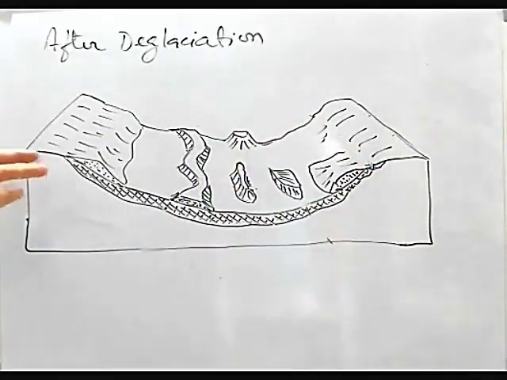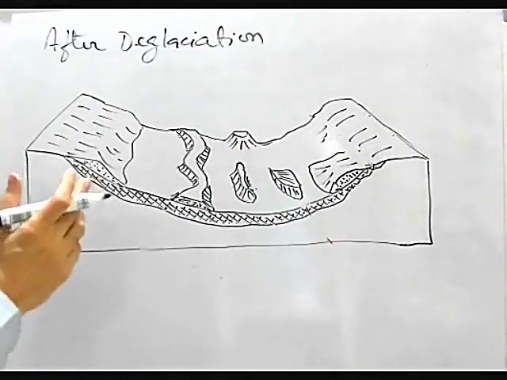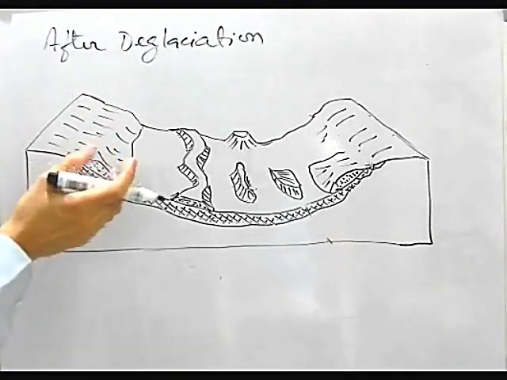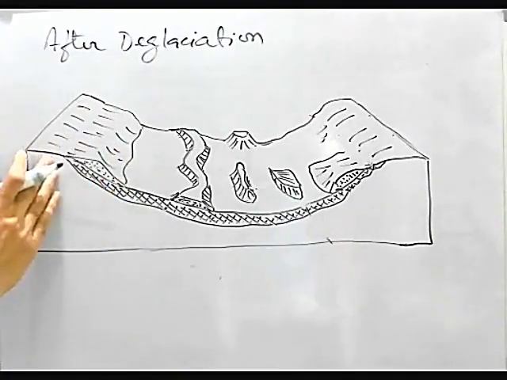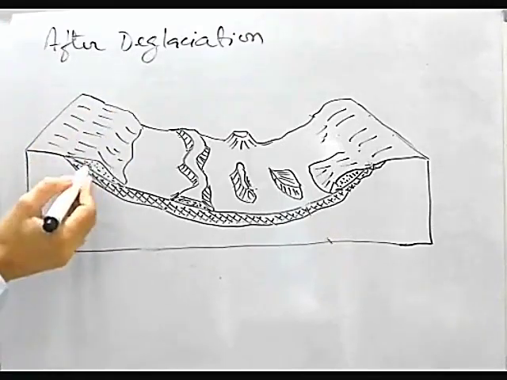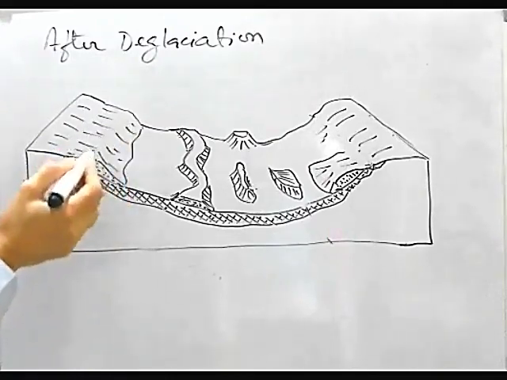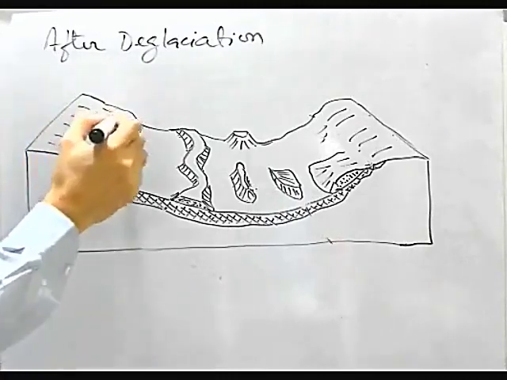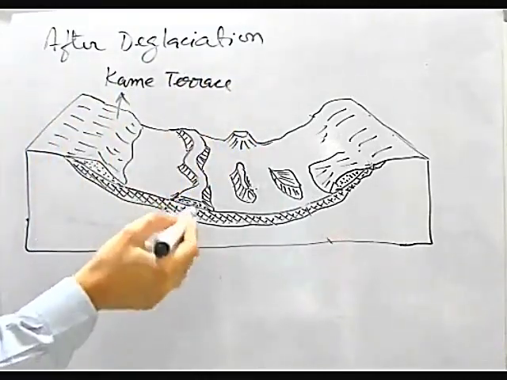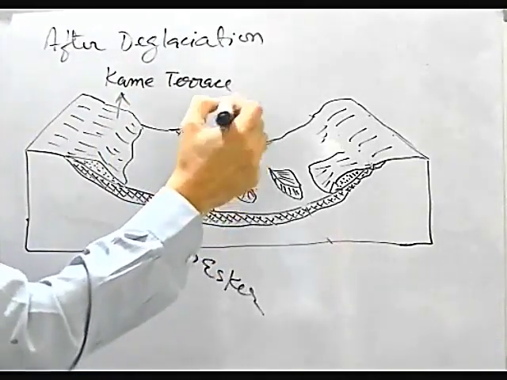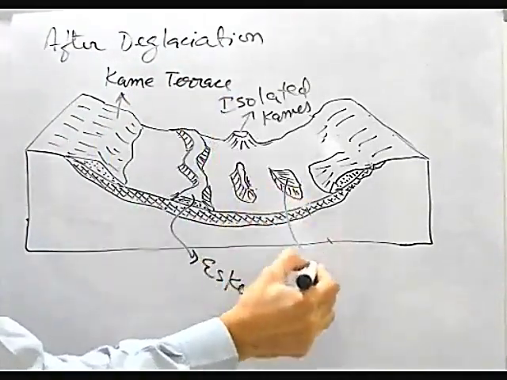So this is the situation after the ice has gone. It can very clearly be seen that the sediments that were deposited between the ice and the upland areas or the bedrock have collapsed now and are present in the landscape in the form of a terrace. This terrace may be continuous or it may be broken. So this is the kame terrace. Now this is the esker, as we have already discussed. These are isolated kames. This is a delta kame.